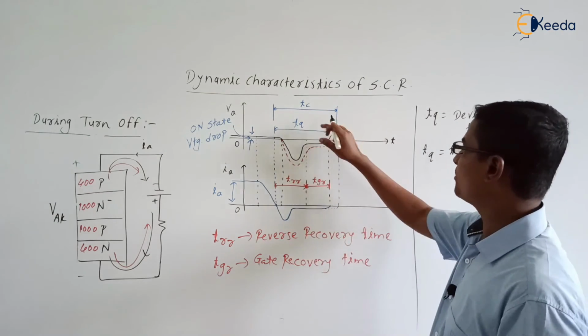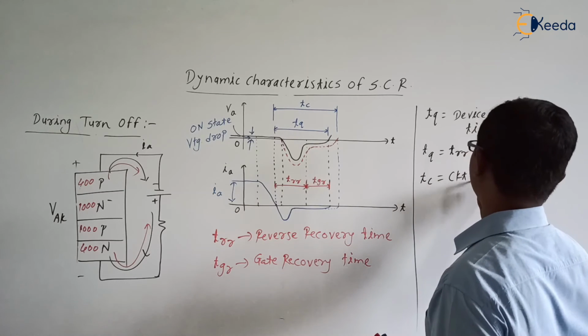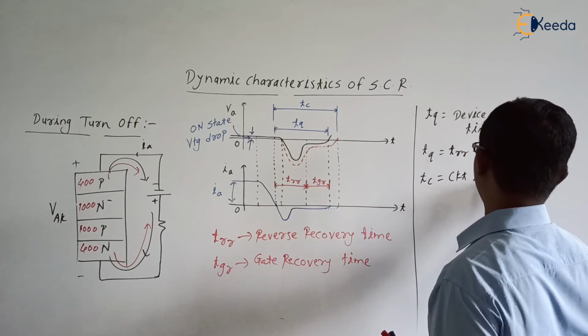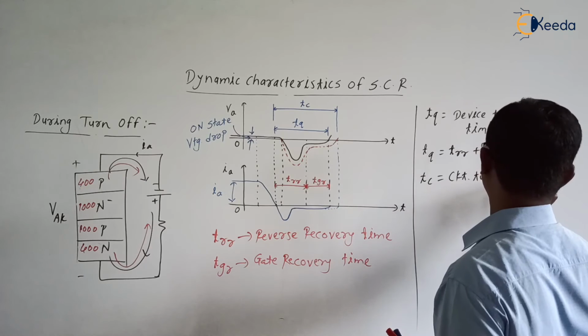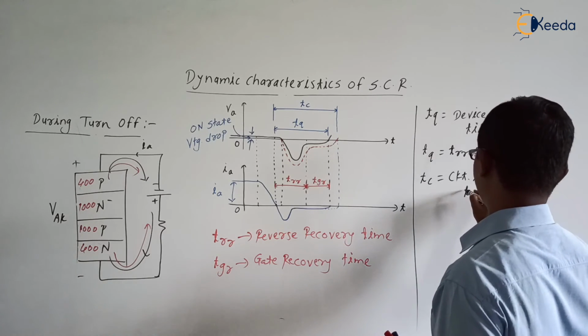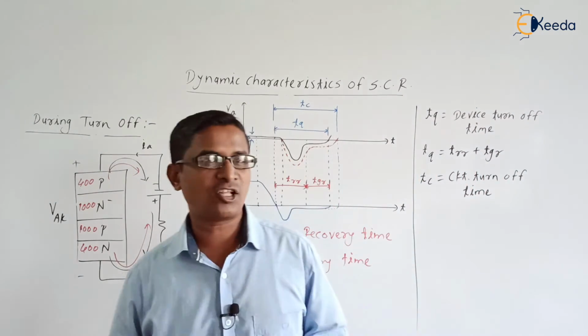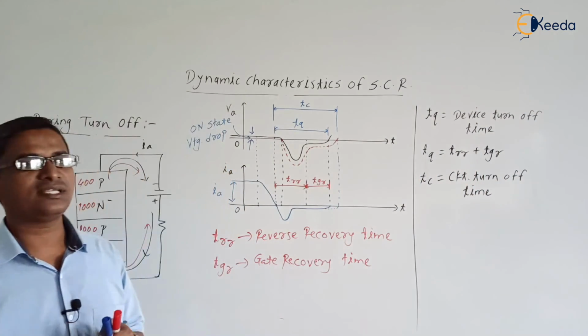Next we have one more time, that is TC. TC is the circuit turn off time. TC is the circuit turn off time. Circuit turn off time means what?